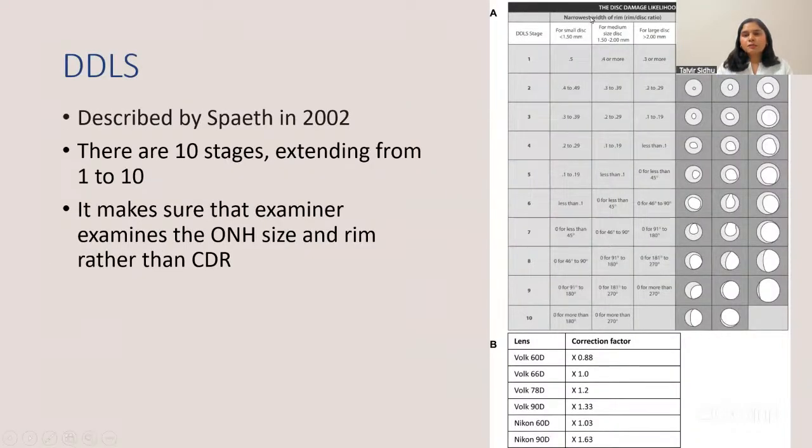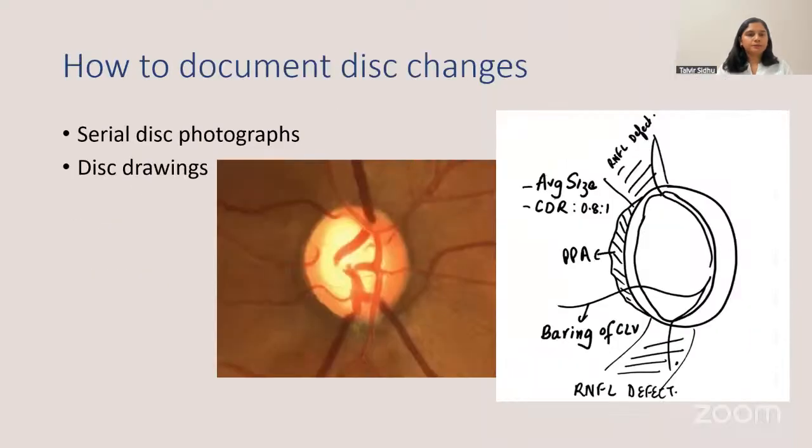Some examiners might ask you the disc damage likelihood scale. What you should remember about this is you don't have to learn it. DDLS is divided into 10 stages depending upon the size of the disc as well as the neuroretinal rim loss. What is the importance of the disc damage likelihood scale is that it makes sure that the examiner examines the optic nerve size and the rim rather than just the cup disc ratio when looking at the optic disc.